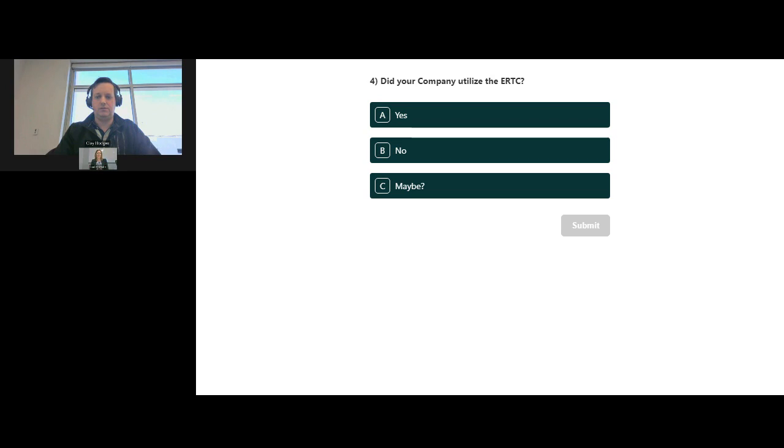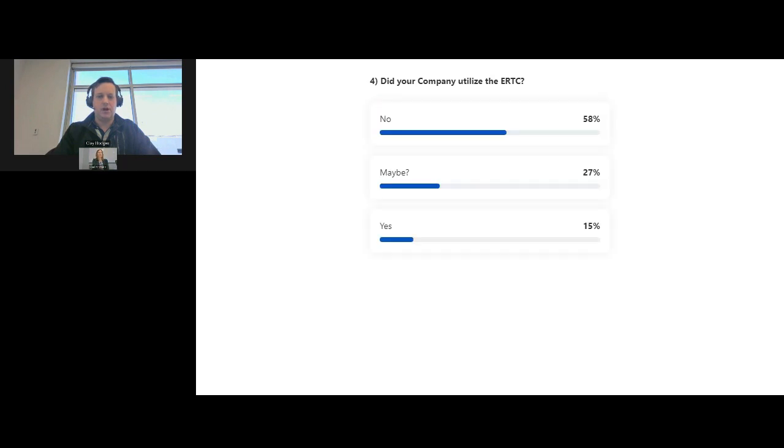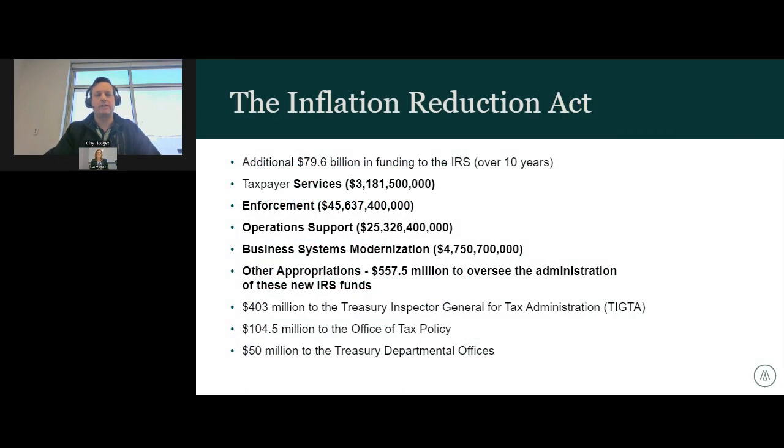And the results. All right, looks like most people did not utilize it, about 58%. 15 did yes. I will also add with that voluntary disclosure program that there is a very tight deadline to disclose there. I believe it's March 22nd. So it is something you'd have to act on pretty quickly if you want to work with the IRS to return some of that money.